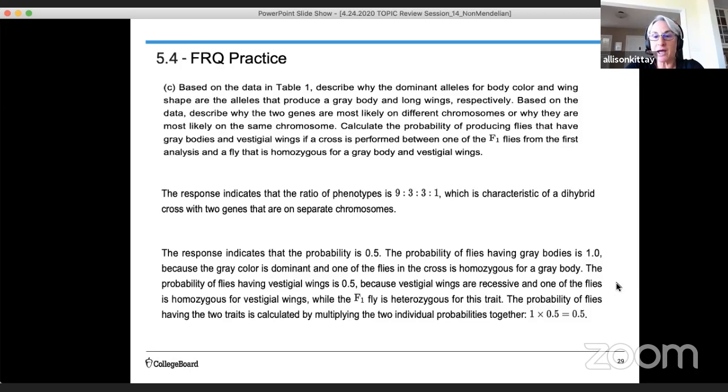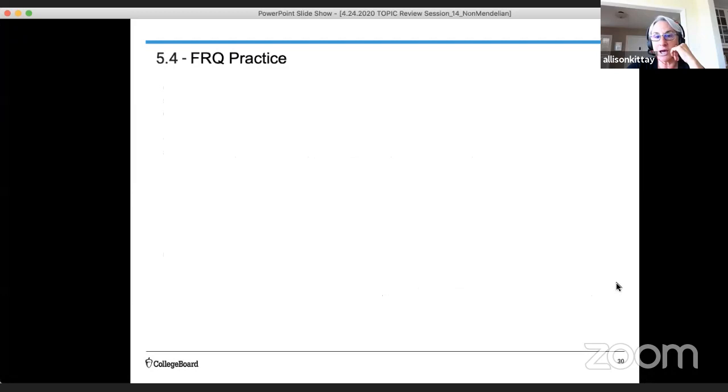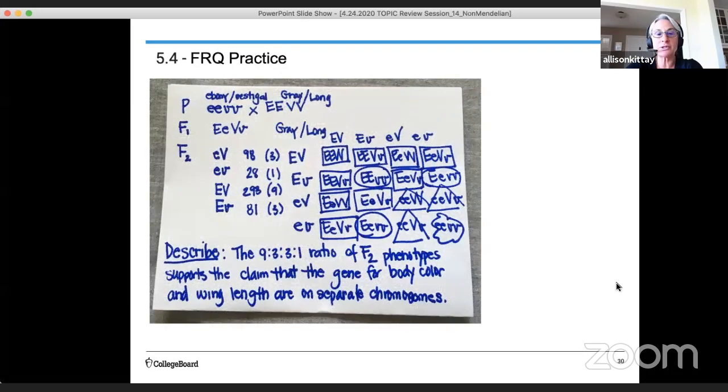The reason for that is the probability of having gray bodies with the parentals in that cross is 1, and the probability of having vestigial wings is 0.5. So if we multiply 1 by 0.5, we're going to get 0.5. Let me show you that in pictures. So here's the cross, right? We started off with parents that were homozygous recessive for both traits crossed with homozygous dominant for both traits. So our F1 is a dihybrid.